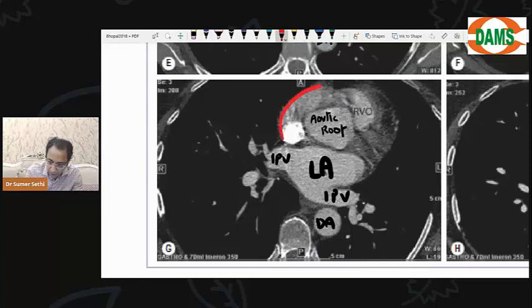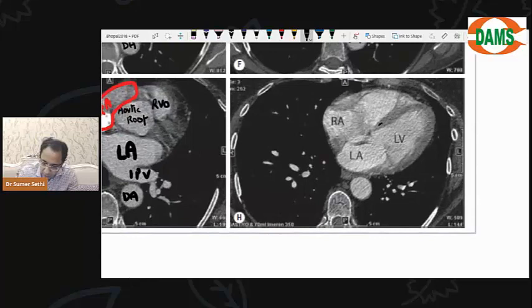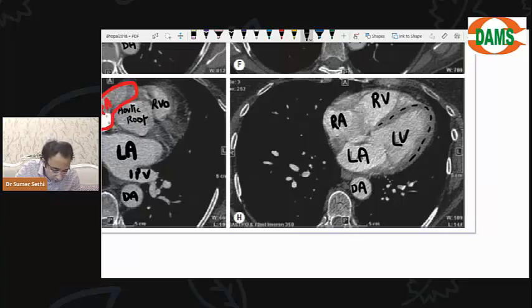Chamber on the right side is the right atrium. And right next to the aortic root, you have the right ventricular outflow tract. Finally, the cardiac chamber with the thickest wall is the LV. Anterior most is the RV. Posterior most is the left atrium. Along the vertebra, you have the descending aorta. Towards the right, you have the right atrium.